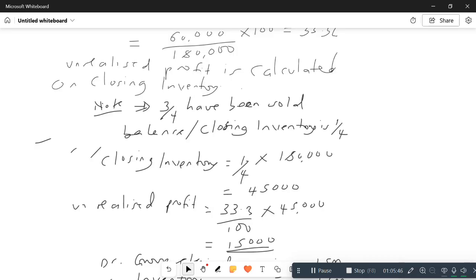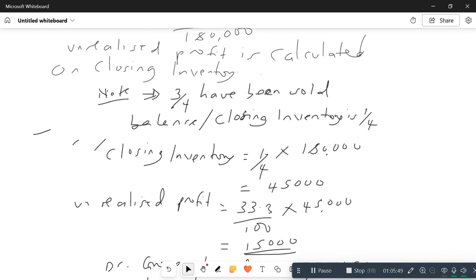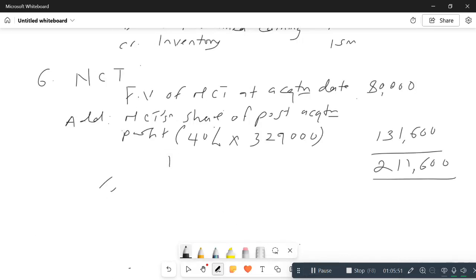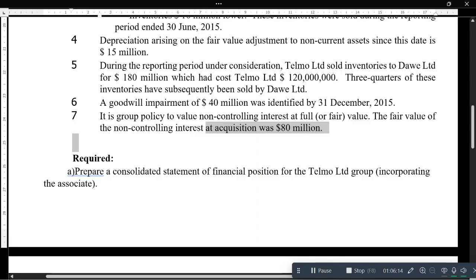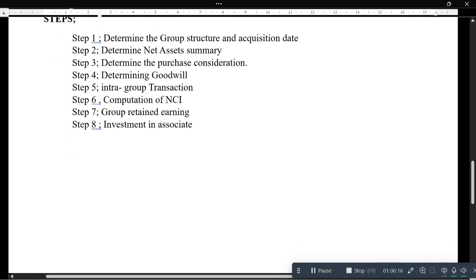All right. Our NCI, which we shall take to the balance sheet, is here, 211,600. Let's look at working 7. Working 7, we are going to determine group retained earning.